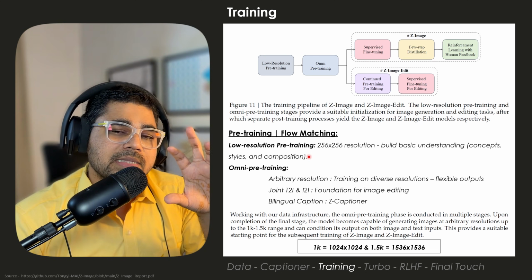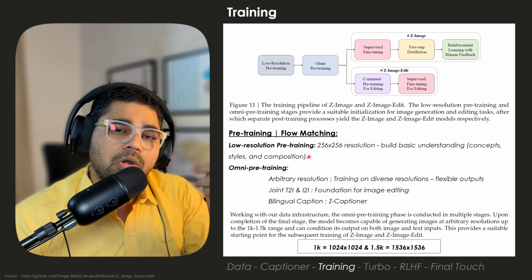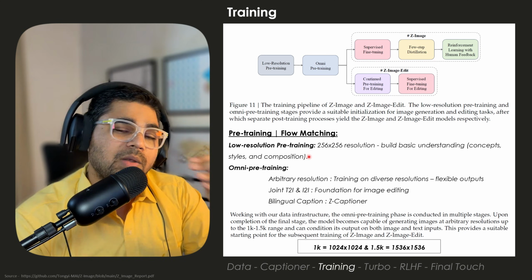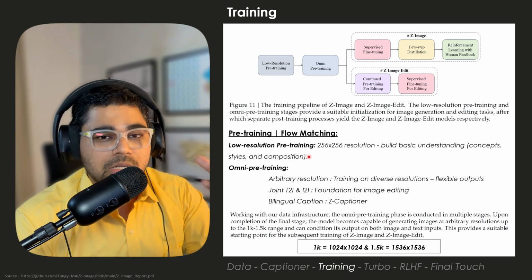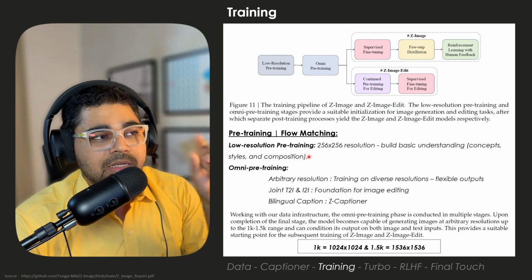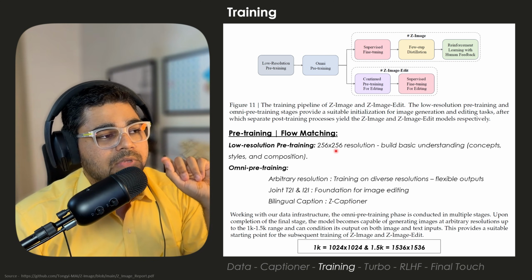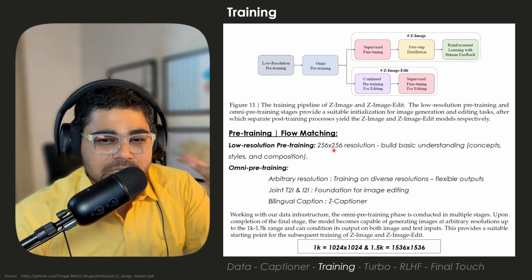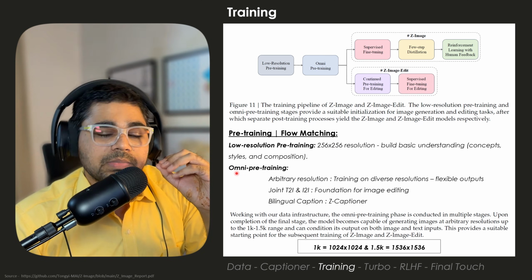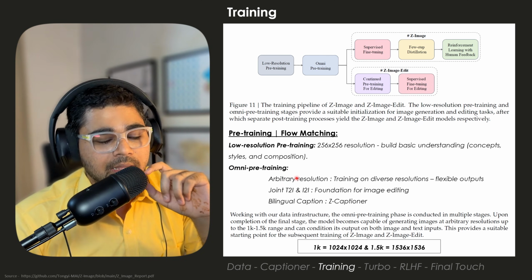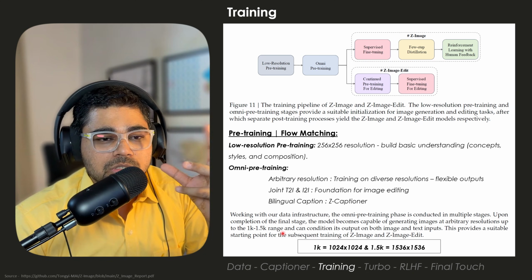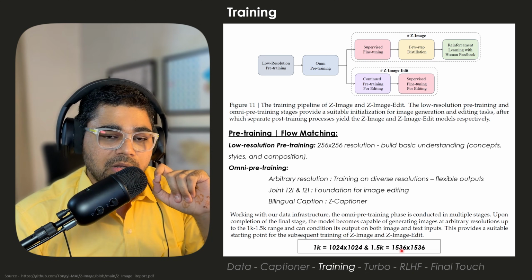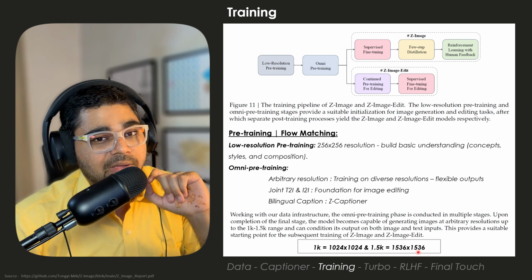You can imagine this as the mixture of experts model of WAN 2.2, where we had the low model and the high model, where one was done to understand the overall concept and the other added detail. So here in the pre-training process, with low resolution of 256 by 256, this understands the overall schema of the image. Then there is something called Omni pre-training, where they have an arbitrary resolution from 1K to 1.5K. That is 1024 by 1024 to 1536 by 1536.